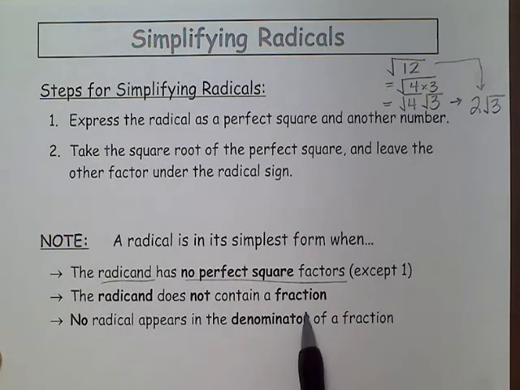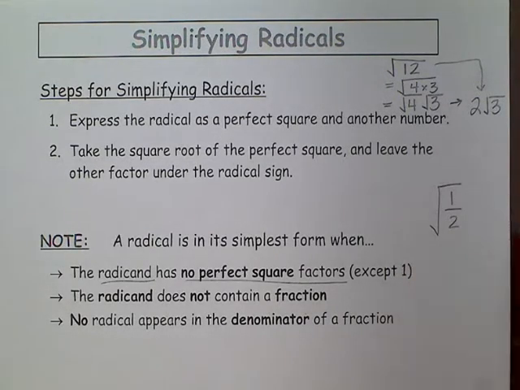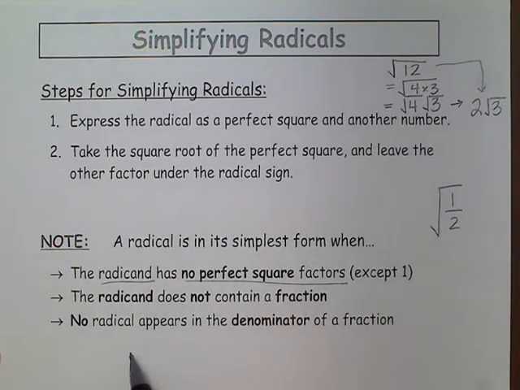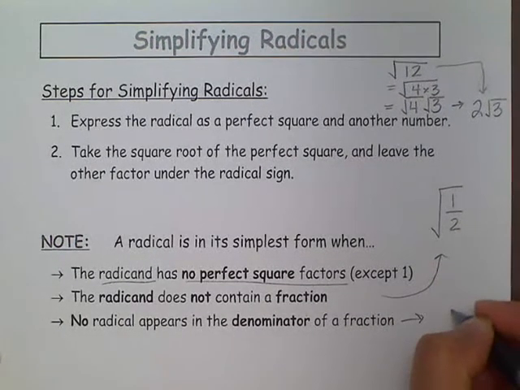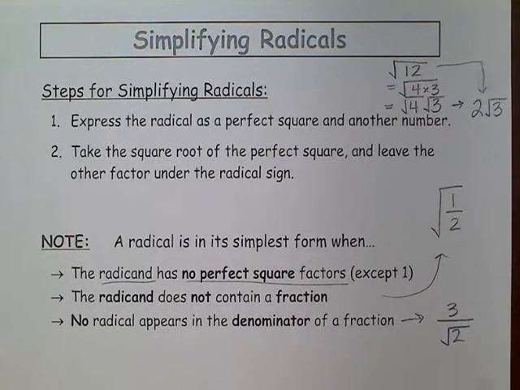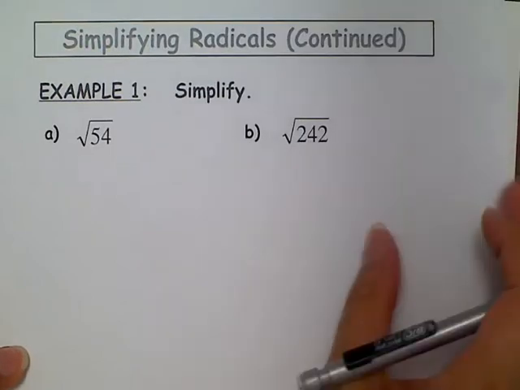The radicand does not contain a fraction, so you can't have something that looks like the square root of 1/2. And we're going to look at how to simplify something that looks like this as well. The last part is no radical appears in the denominator of a fraction. So for example, if you have something like 3 over the square root of 2, you can't have that either, and we're going to look at how we can simplify this expression so that there's no radical in the denominator.